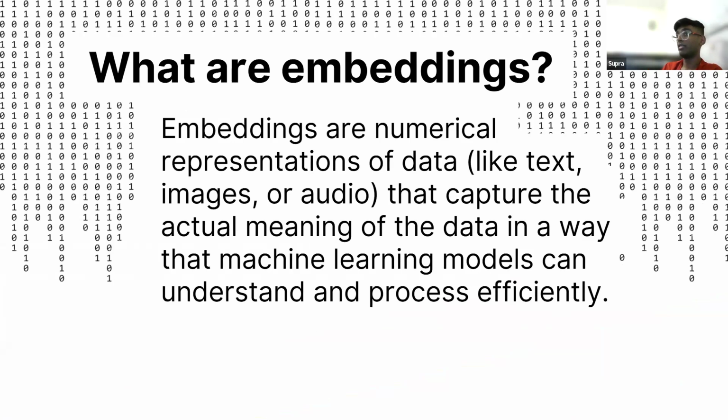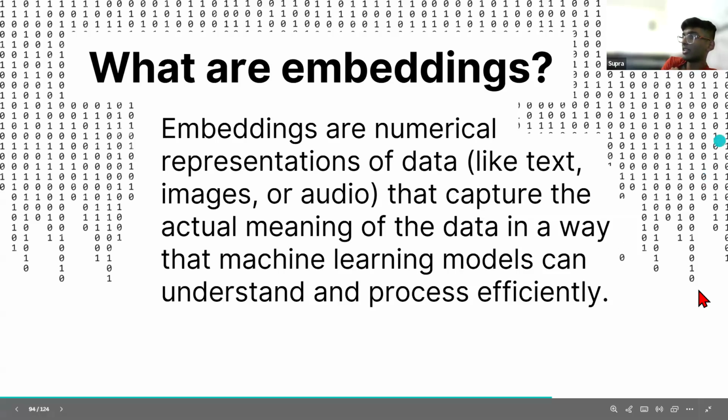Or video, and they capture the actual meaning of the data in a way that machine learning models can understand and process efficiently. So, if you've ever heard anyone say that deep down in the computer everything is actually in zeros and ones, you're not completely wrong. I'd say not everything is, but at the very deepest level, yes, everything is stored in a language called binary, which is completely comprised of zeros and ones, like the background on this slide.